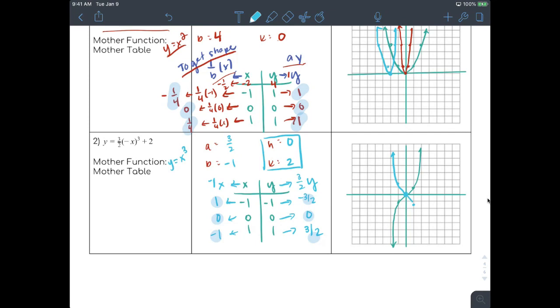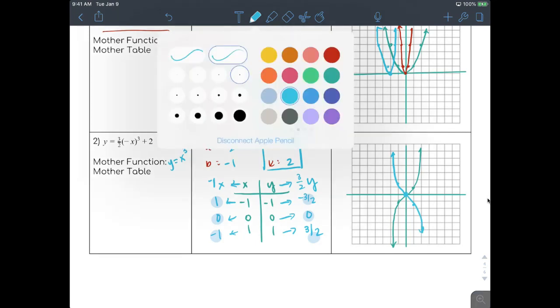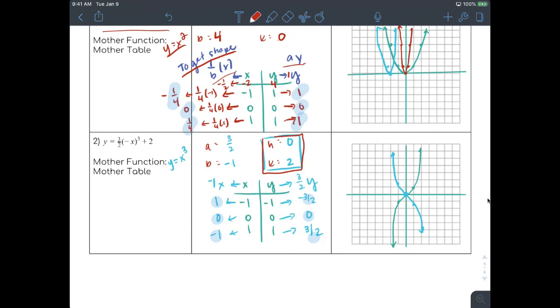And it looks something like that. Okay, and then I need to apply my H and K, which is right here. So it's just going to move each one of these points up 2. So 1, 2, 1, 2, 1, 2. And we're done. That's it.